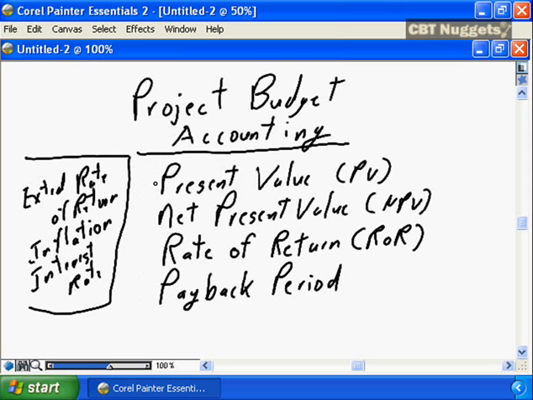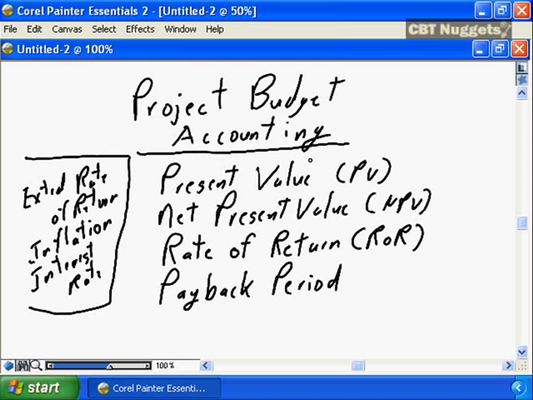So again, my going-in statement is work with your financial analyst, work with your accounting department to ensure you're applying the proper accounting handling of your budget and that you're presenting your detailed budget information in the format at the level expected by senior management.